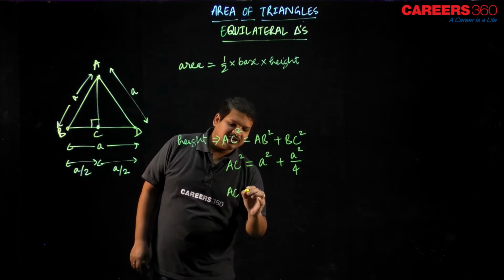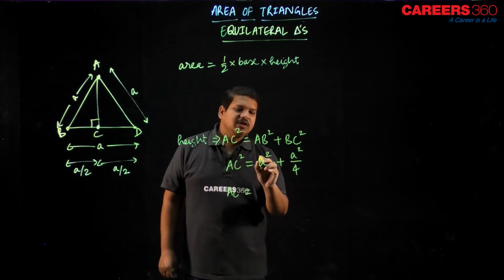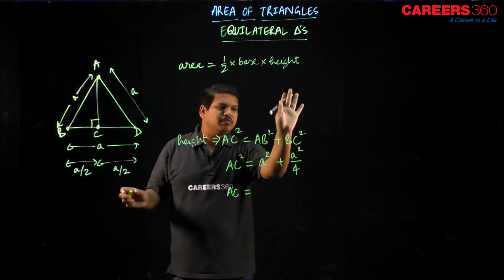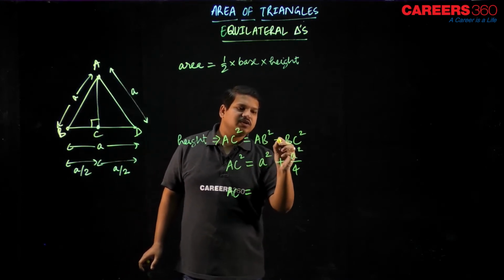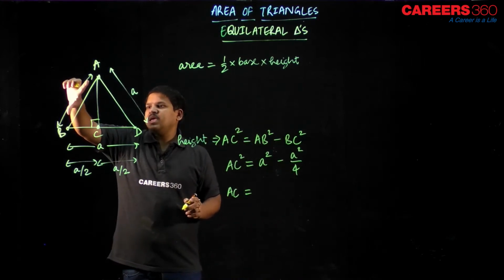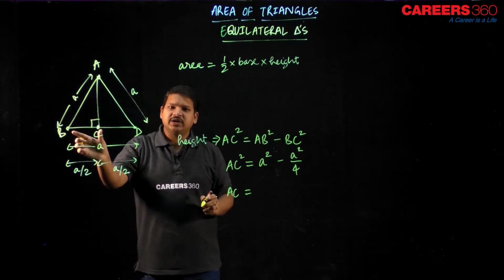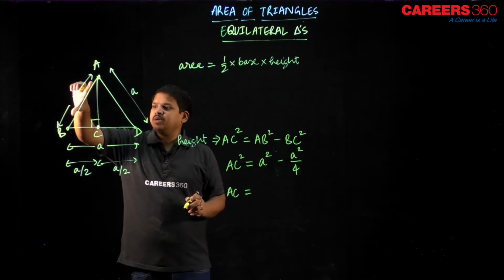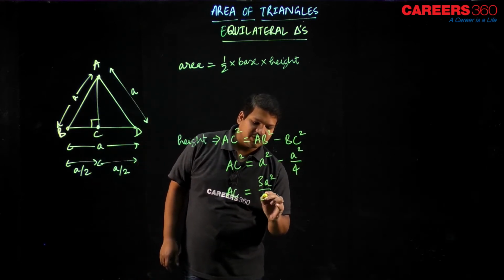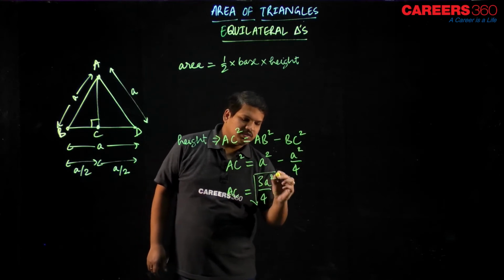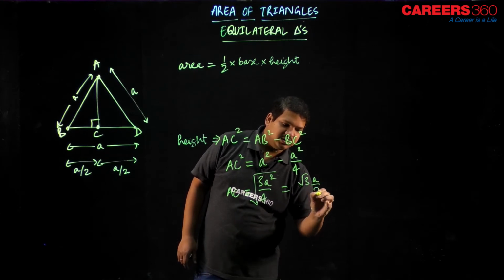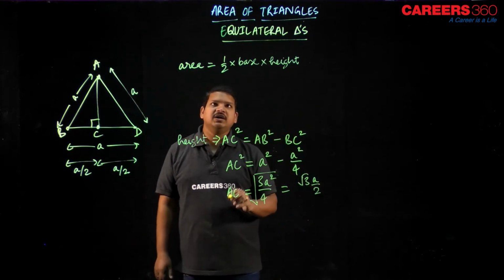Now from here I can get AC as, this will be AB square minus BC square. Why? Because in the Pythagoras theorem we have AB square is equal to AC square plus BC square, right? And we are calculating AC square, so it will be AB square minus BC square, right? So this will be under root 3A square by 4, and this further can be written as root 3A by 2. This will be my height.